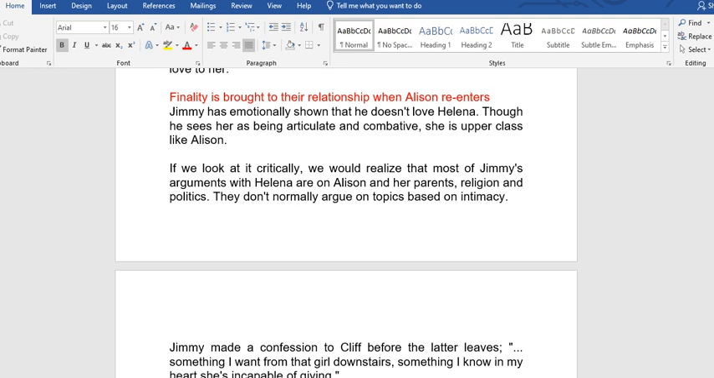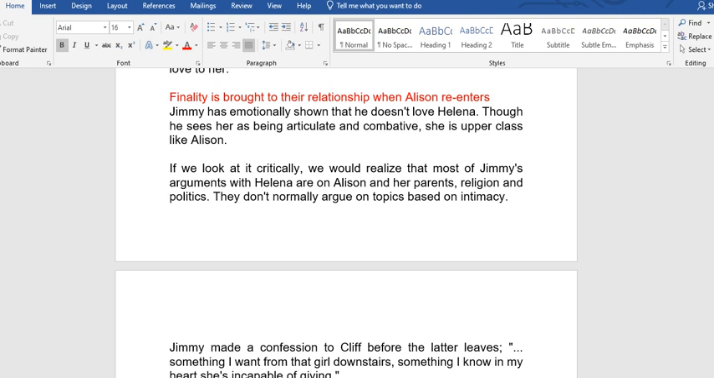Now, finality is brought to the relationship when Alison re-enters. So these are the guidelines that we need to be following in answering these questions. Jimmy has emotionally shown that he doesn't love Elena, though he sees her as being articulate and combative. She is upper class like Alison. If you look at it critically, we will realize that most of Jimmy's arguments with Elena are on Alison and her parents, religion and politics.